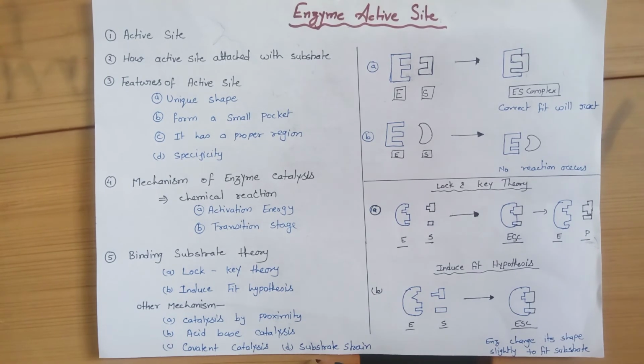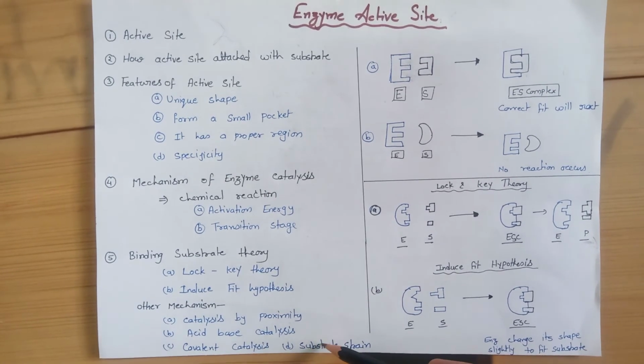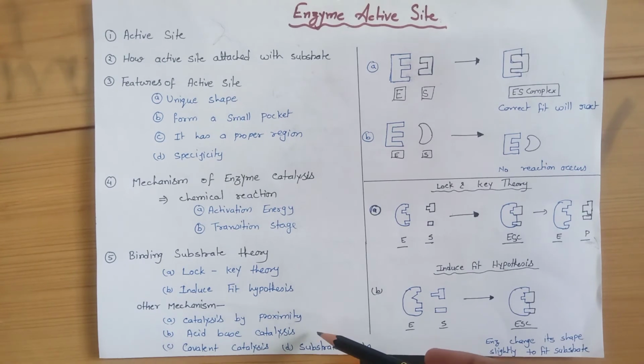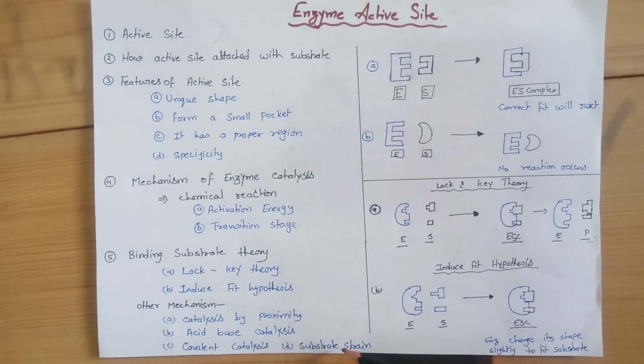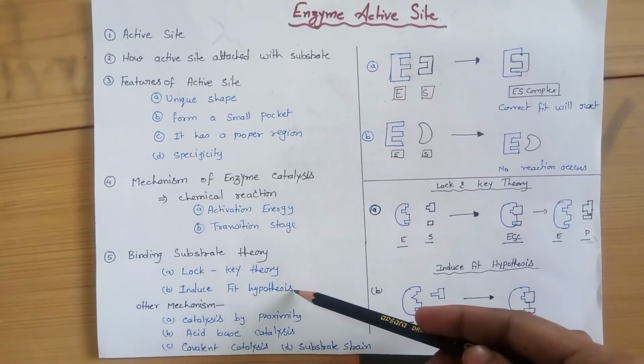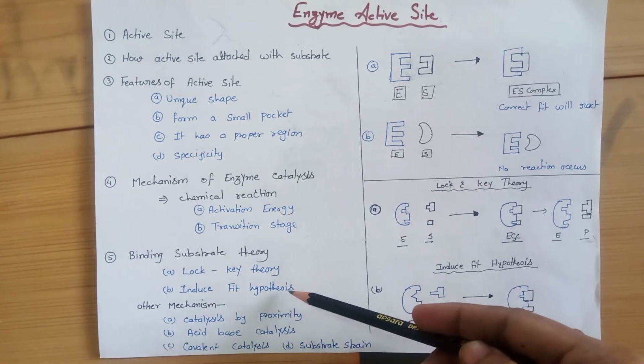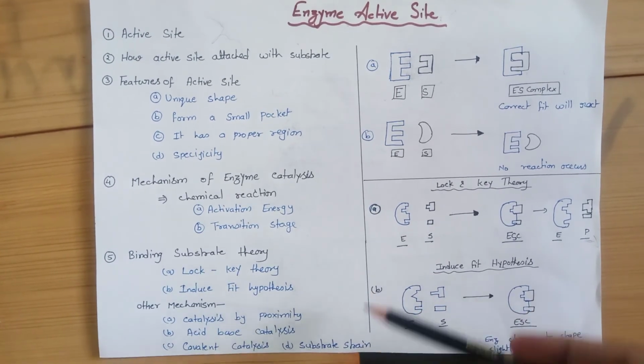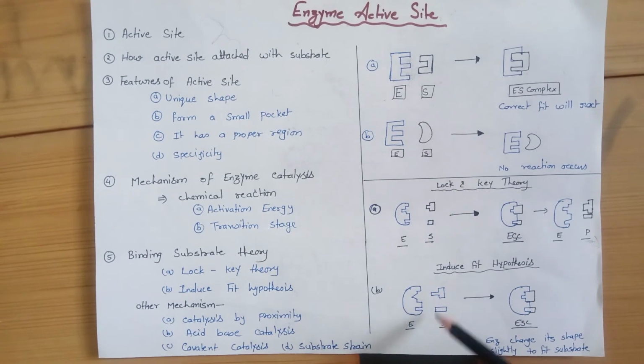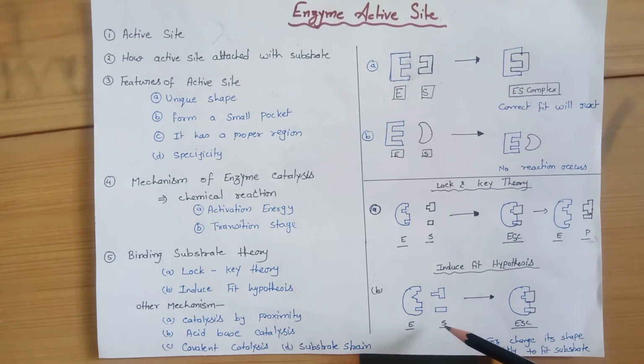Next one is substrate strain, meaning the substrate and enzyme are held together by binding forces. This force causes strain in the substrate molecule, so that the substrate can be distorted, meaning its shape is twisted during enzyme substrate binding. So this substrate strain is just the opposite of the induced fit hypothesis. In the induced fit hypothesis, the enzyme is modified according to the substrate, but in substrate strain the enzyme puts force on the substrate, so that the substrate is changed and modified according to the enzyme, so that they can bind and make an enzyme substrate complex.